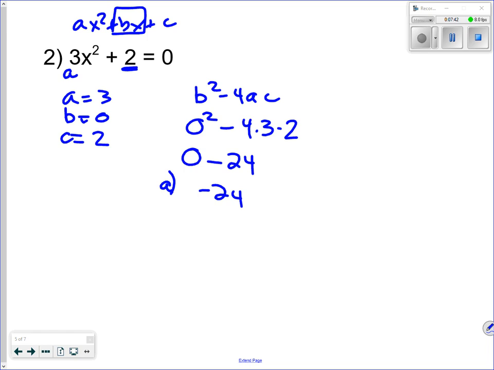So what is the discriminant? Negative 24. The negative number. Negative number means you're going to have 2 solutions, and they are going to be imaginary. 2 imaginary solutions.